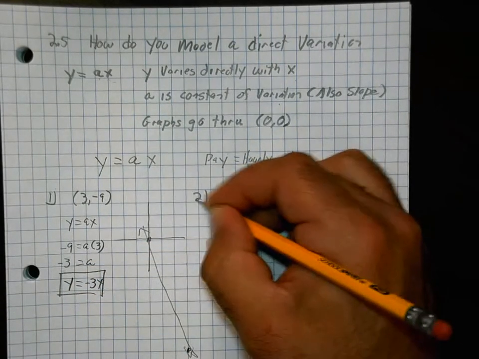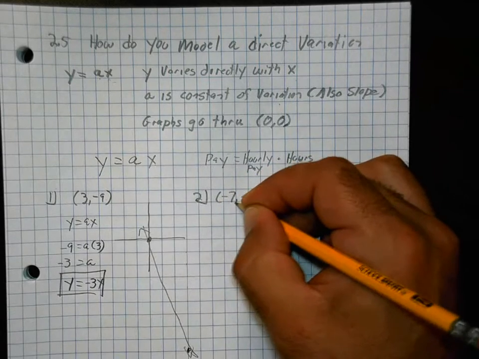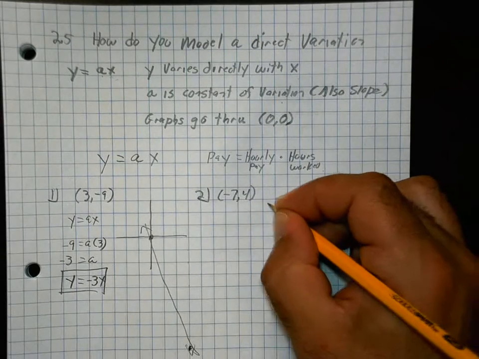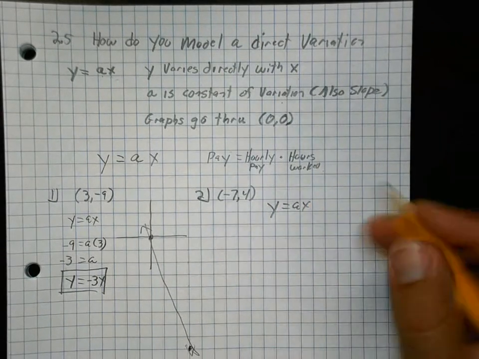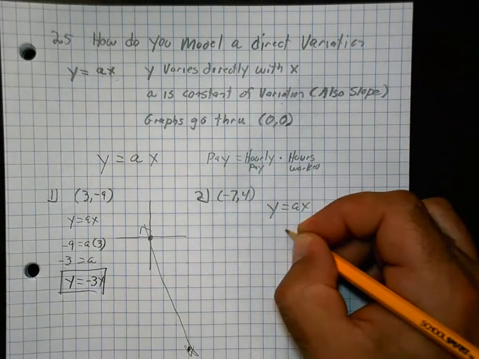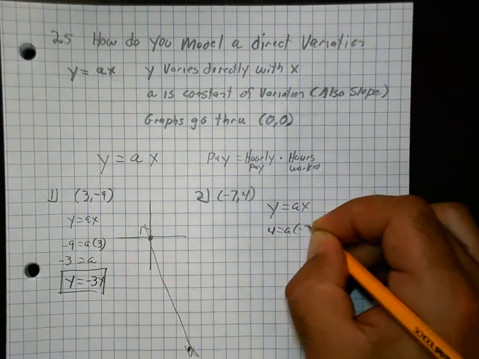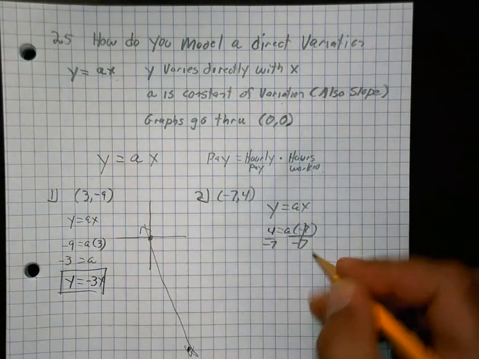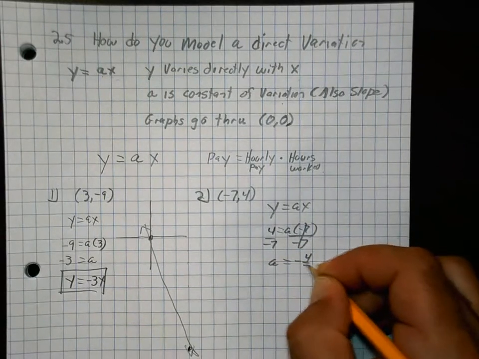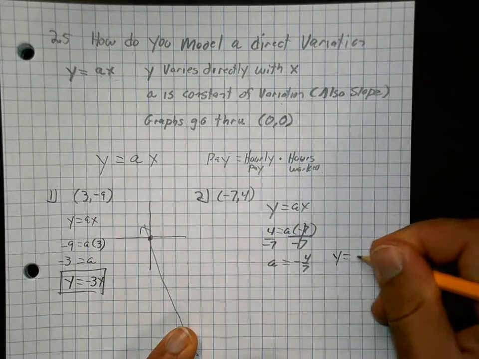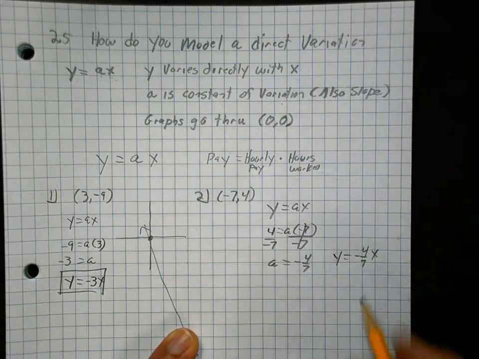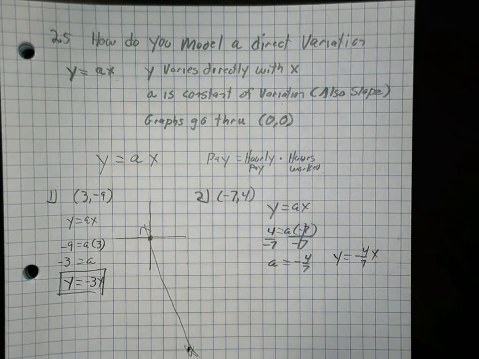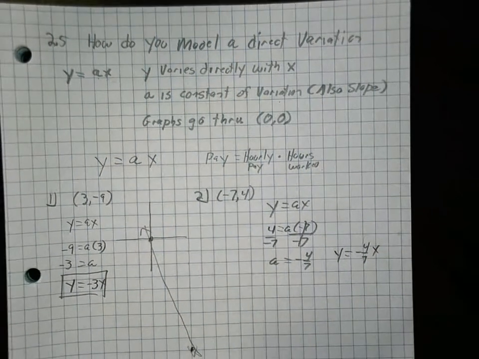Okay, let's try another one. (-7, 4). I could graph that and that's pretty simple, but what if I want to find the equation? Well, plug -7 in for x, 4 in for y. In this case, if I divide by -7, I get a fraction there. So a is -4/7. I just leave it as a fraction. So I get y equals -4/7 x. Leaving it as a fraction is better because it's more useful than a decimal in this situation.